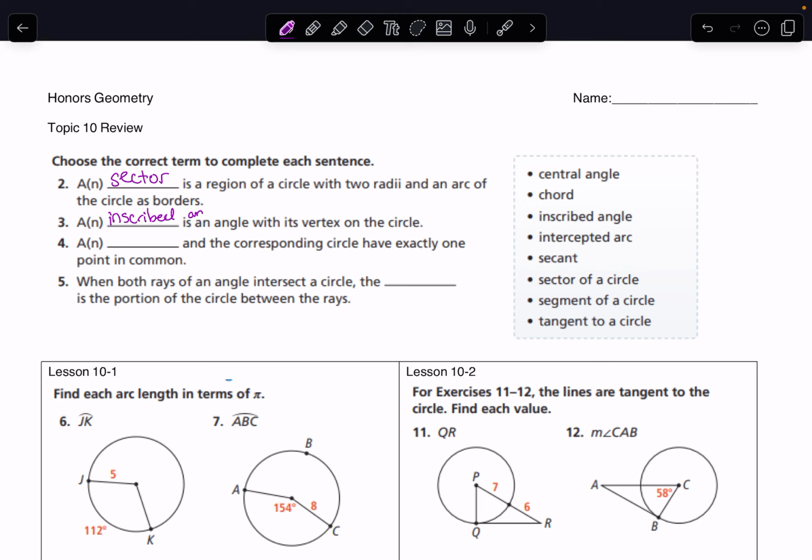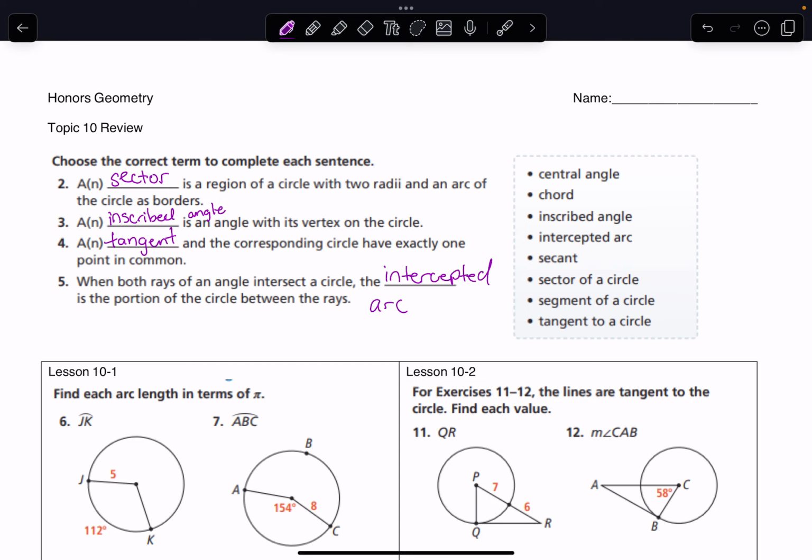A blank and the corresponding circle have exactly 1 point in common. That would be a tangent because it hits the circle at 1 point. Number 5, when both rays of an angle intersect a circle, the blank is the portion of the circle between the rays. That would be the intercepted arc, the portion of the circle between the endpoints of a central angle. So that is the intercepted arc.